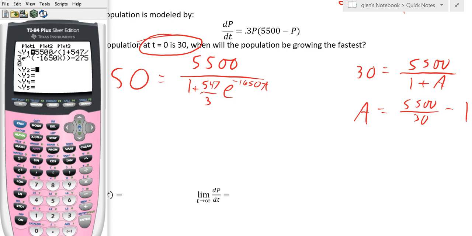I have no idea when this is going to be, so I'm going to change my window to go from 0 to 50 maybe. I always let Y be negative 1 to 1, because I just want to see where it hits 0. We've done this a bunch of times. I'm going to graph it. Hopefully it comes through and hits somewhere. It didn't happen. We have to change the window. Let's go out to 200. Let's keep going further out. Let's go out to 2,000.